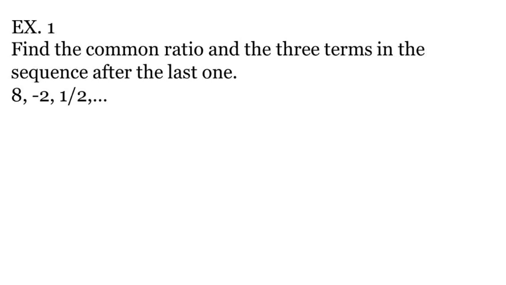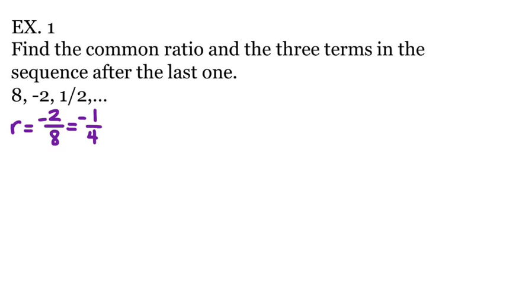So example 1 says to find the common ratio and the next 3 terms in the sequence after the last one. So we go from 8 to -2 to 1/2. To find that common ratio, you can always take a term and divide it by the preceding term. So if I do -2 divided by 8, this would give me my common ratio r. I could have also done 1/2 divided by -2, and you would get the same thing. So the common ratio for this sequence is -1/4.